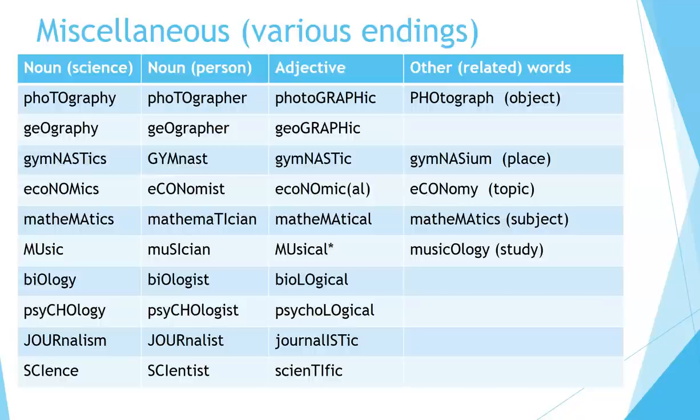Now, musical can be an adjective, and sometimes it's used as a noun, like a program. Biological, psychological, journalistic, scientific. Other related words, column 4, photograph, gymnasium, economy, mathematics, musicology.